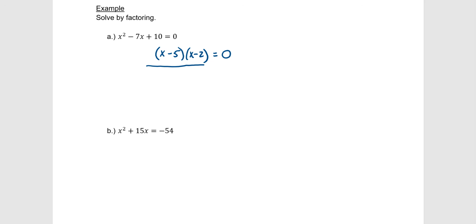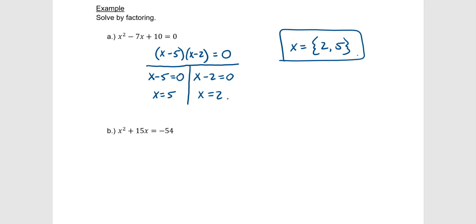You can set it up like this if you want. That means either x minus 5 is 0 or x minus 2 is 0. And now we're going to solve these resulting linear equations. On the left, we add 5 to both sides, we get x equals 5. On the right, we add 2 to both sides, we get x equals 2. And these are our answers: x equals 2 and x equals 5. I just wrote it as a solution set.